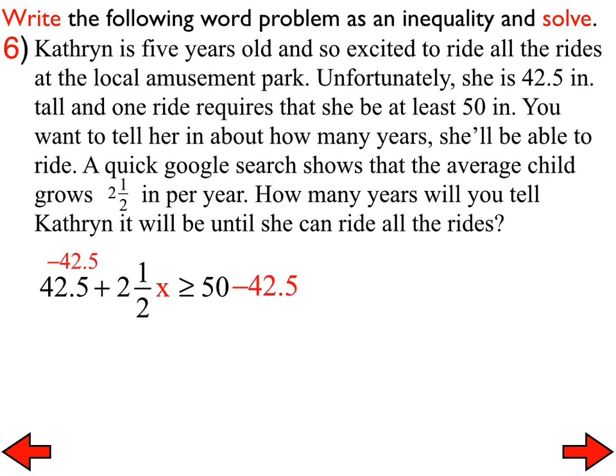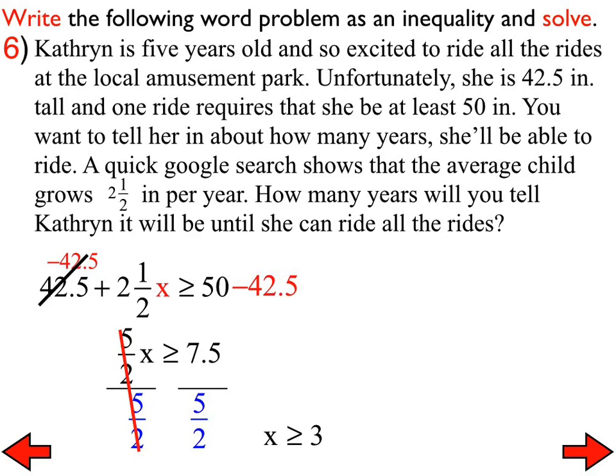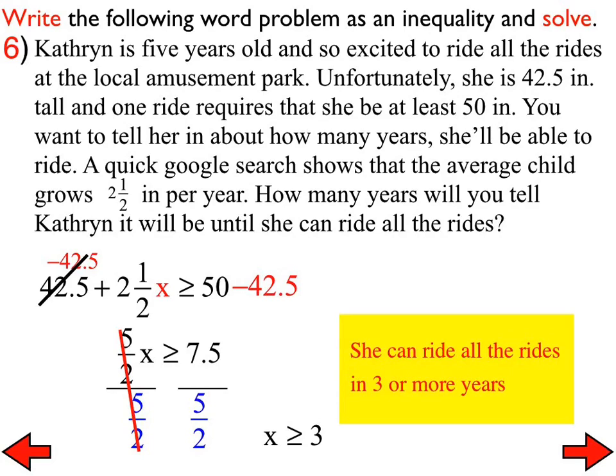Subtract constant, divide by coefficient. These are fractions and decimals, but again, we like fractions, and those decimals are easy ones to make fractions. So we have x is greater than or equal to 3. How do I write that as a sentence to actually answer the question? Good. She can ride all the rides in 3 or more years, at least 3 years. No less than 3 years. Those are all good. Any questions about what we learned today?